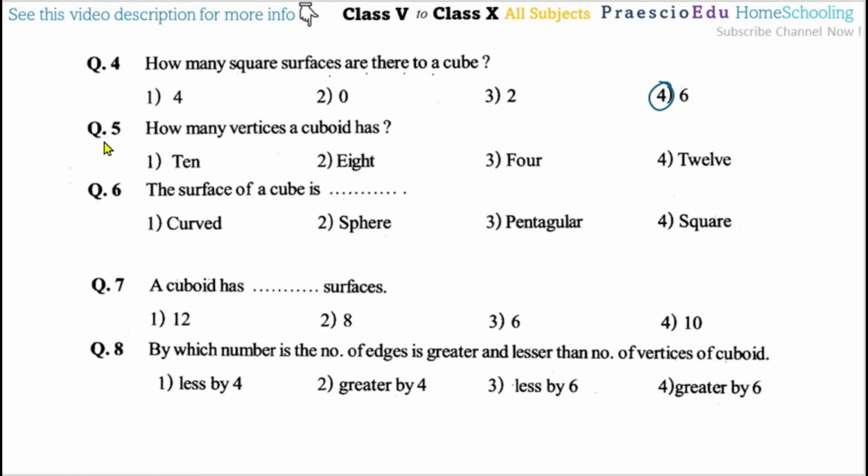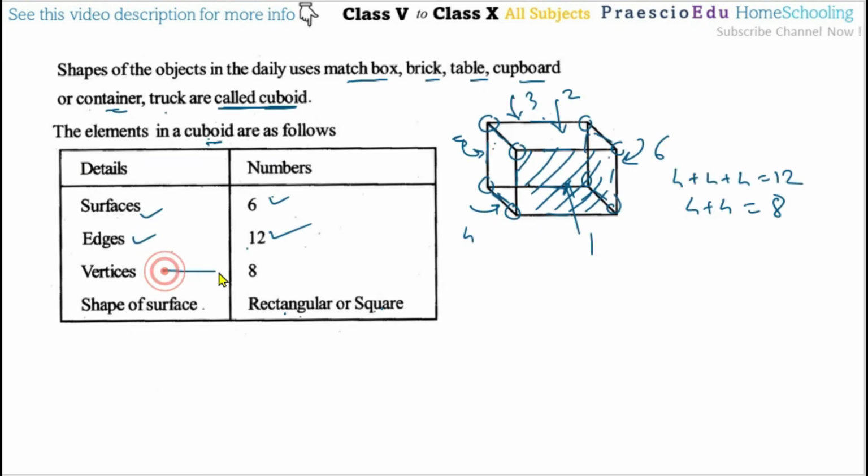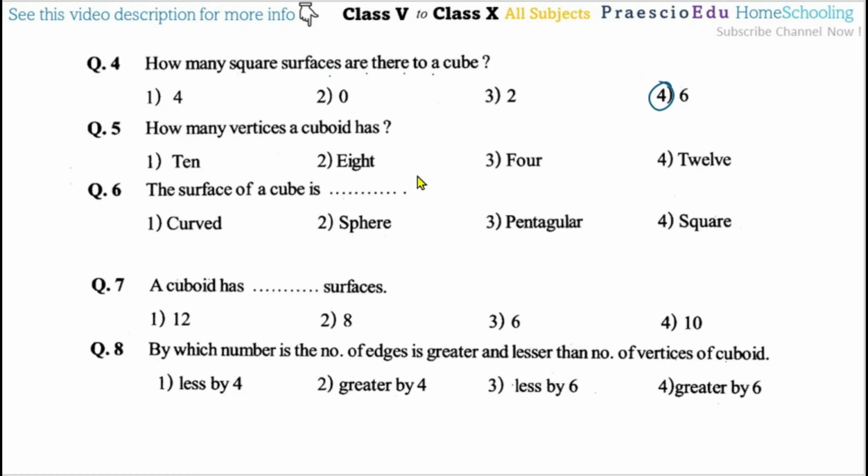Then question number 5, how many vertices does a cuboid have? In a cuboid that is 8, so option number 2 is the correct one. Then question number 6, the surface of a cube is the surface of the cube. Cube means all are squares, so option number 4 is correct. Then question number 7, a cuboid has dash surfaces, how many? As per the options, there are 6 surfaces, so option number 3 is correct.